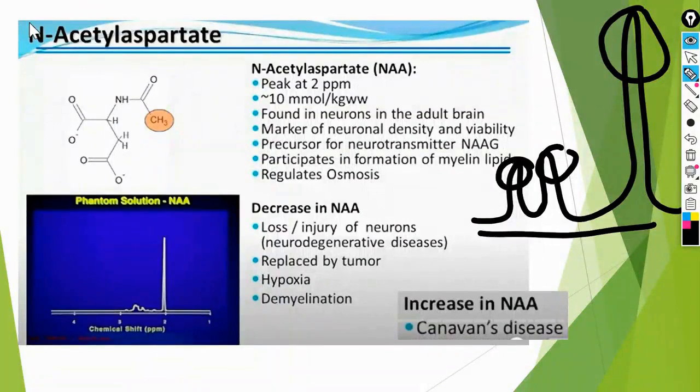This indicates that there is a problem in the tissue, so the concentration relies on how the peak or signal intensity looks. When the concentration decreases, the signal intensity decreases. When the concentration increases, the signal intensity increases.